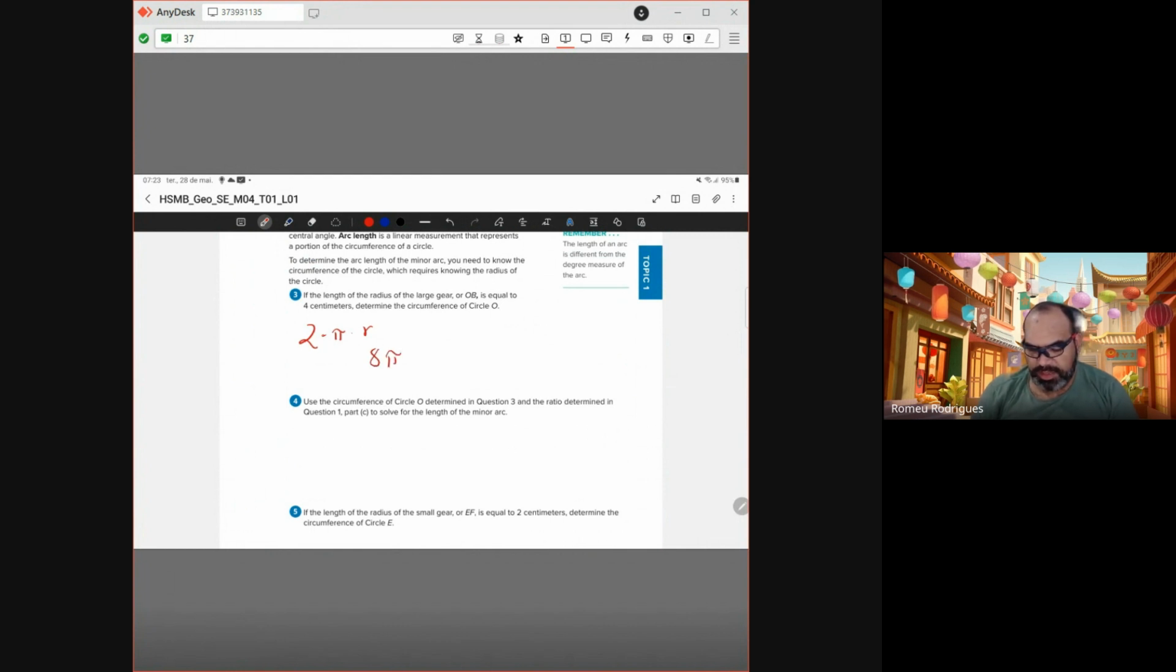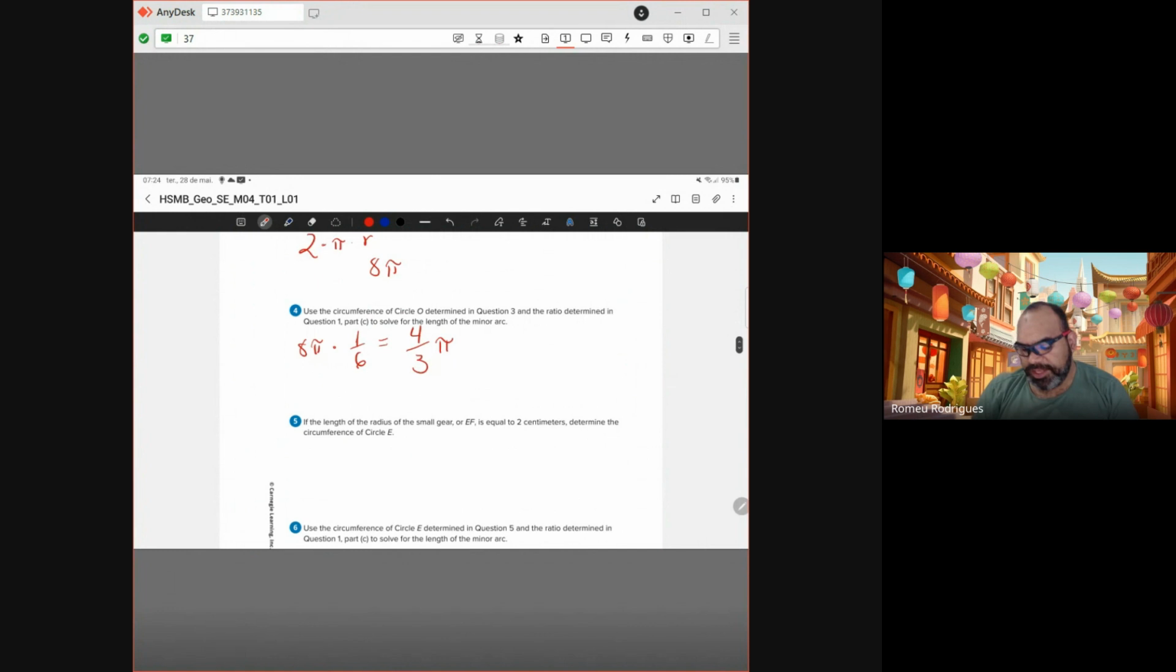Use the circumference, 8 pi, to determine the portion of the minor arc. The portion is 60 divided by 360, which is 1/6, because we simplified the fraction before. Great. What is the new fraction here? 4/3 pi.